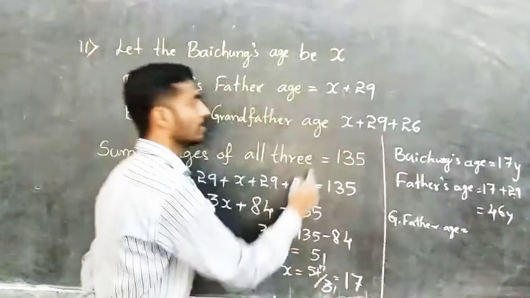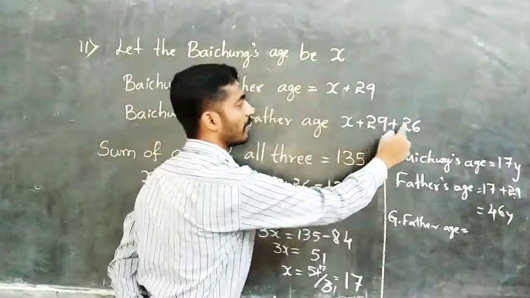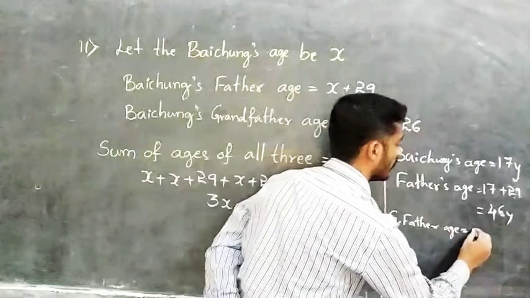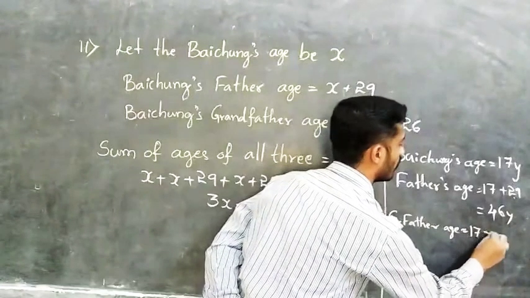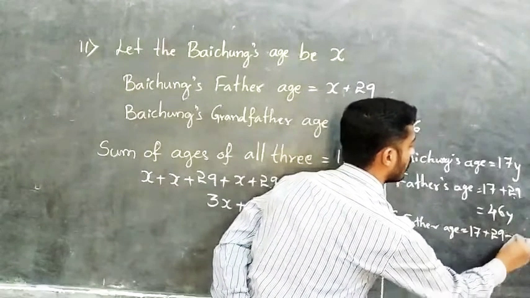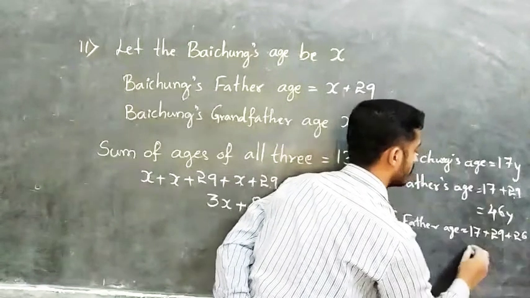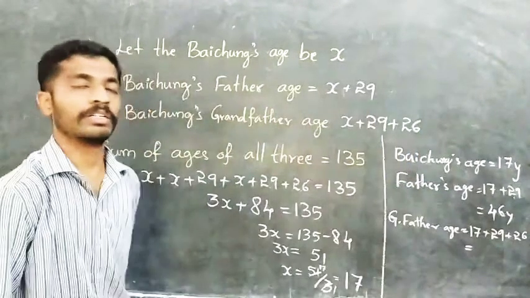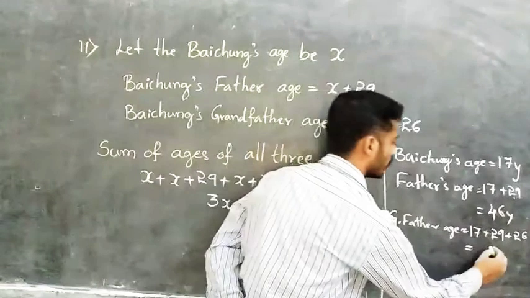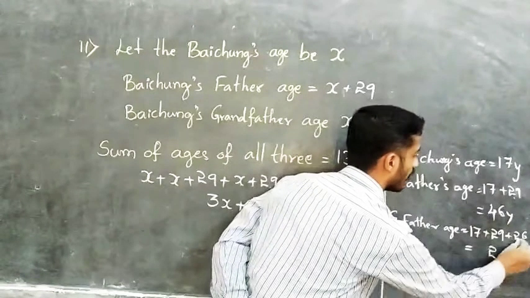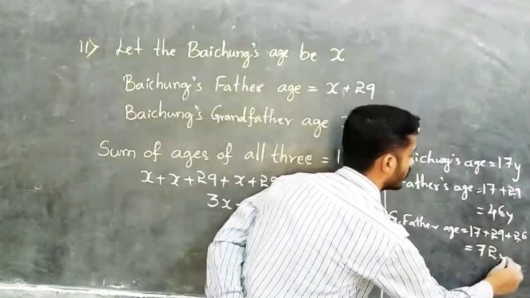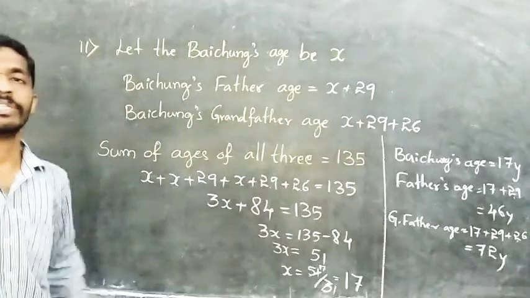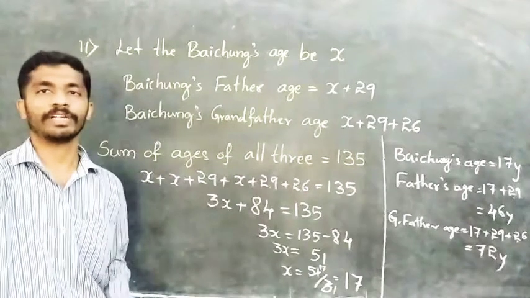So grandfather's age will be what? x plus 29 plus 26. It means 17 plus 29 plus 26. So if we add all, here we will get 6 plus 6, it will be 12, carry 1, it will be 72 years. So these ages will be required.